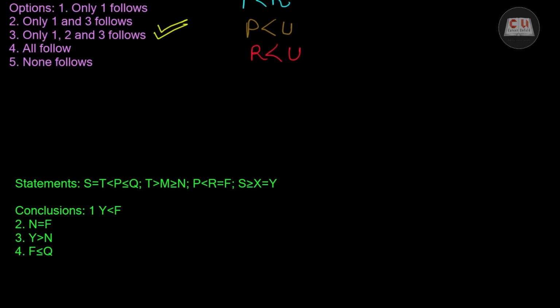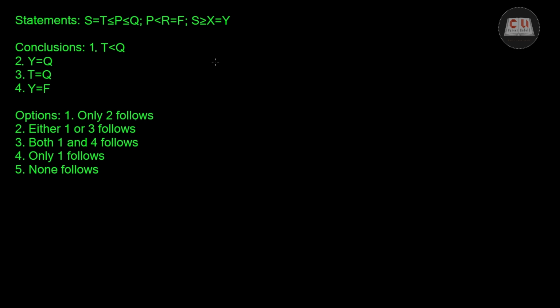One final question and then we're done. Okay, so here we see 3 statements now. Let's start with the first one. S is equal to T less than equal to P less than equal to Q. Then we have P as the common term, and in this statement the beak closes towards P, so P is less than R and R is equal to F. Finally we have S, which is common in both, so the beak opens towards S. X is equal to Y. This is the branch structure that we form.